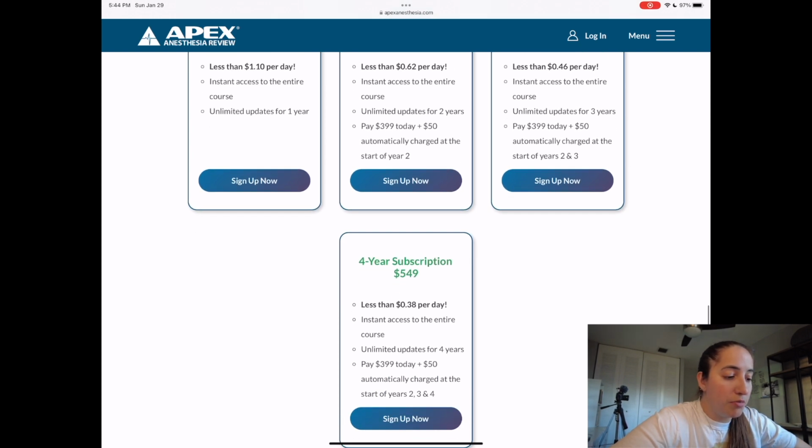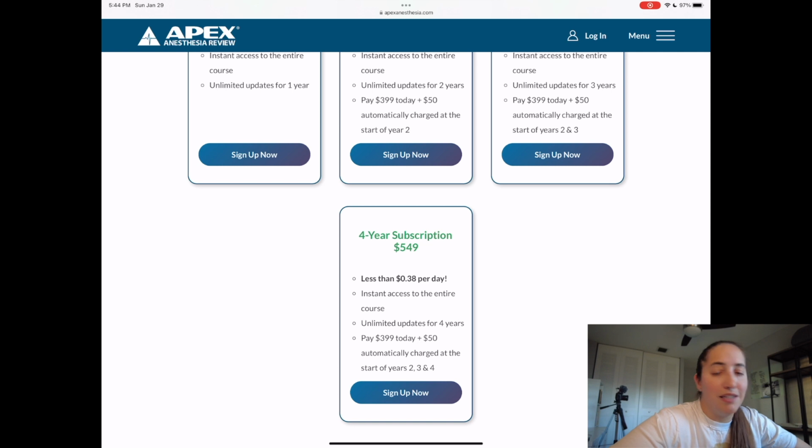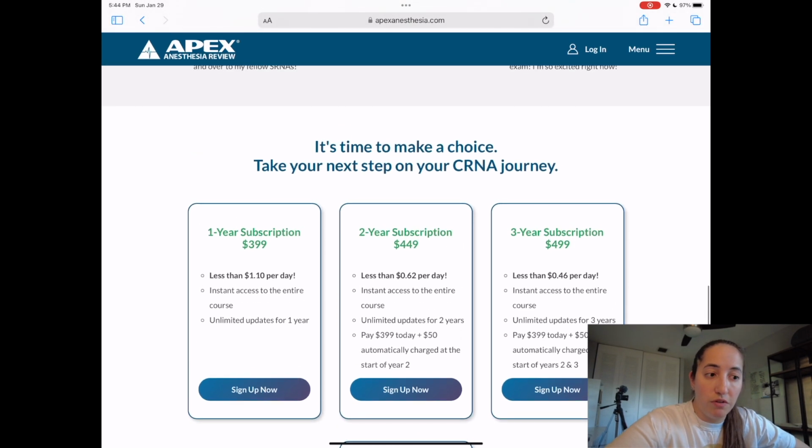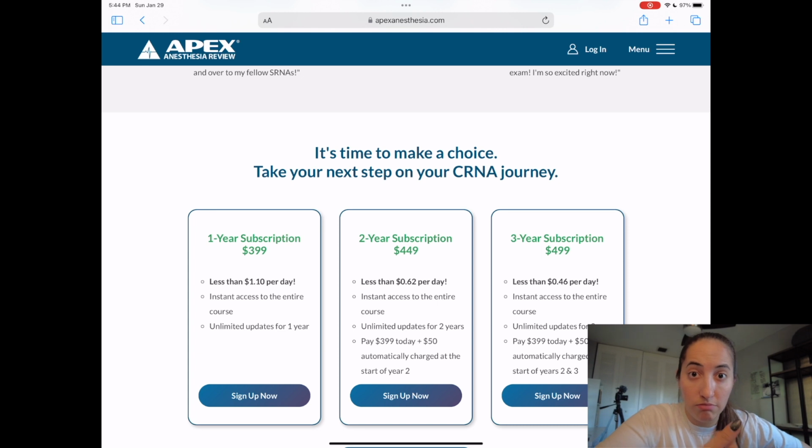And then the 4-year subscription is $5.49 and it's 38 cents per day. So you get charged the same, upfront $3.99 for the year and then $50 each year coming up. I would assume that if you don't need it, you can cancel and they won't charge you the $50. That's just an assumption, my assumption.